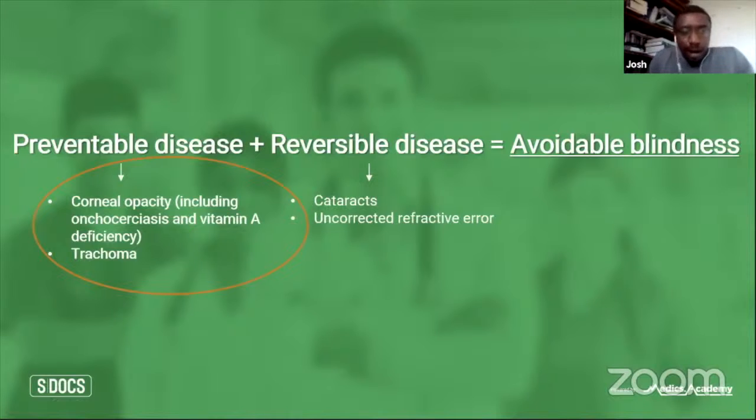So in part 1, I introduced this towards the end: avoidable blindness, preventable disease, and reversible disease. In this part 2, we're going to be looking at preventable diseases. We're going to be looking at the diseases that cause corneal opacity, and we're also going to be looking at trachoma as well. So all these diseases are not necessarily common in places like the UK, but they are common to other countries worldwide, and we will go through them in a bit more detail.